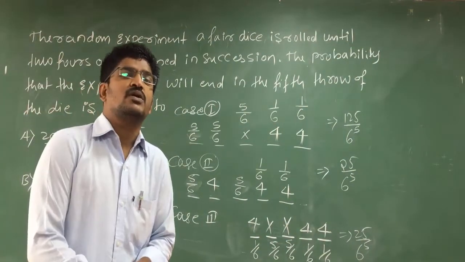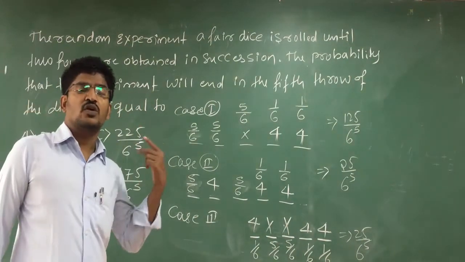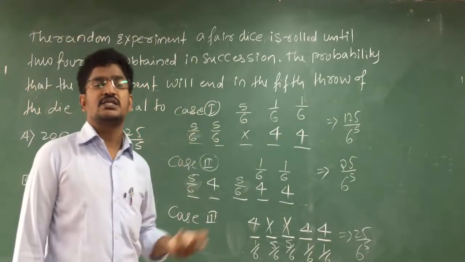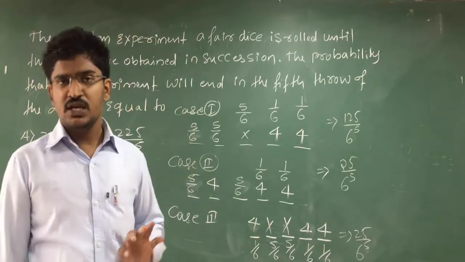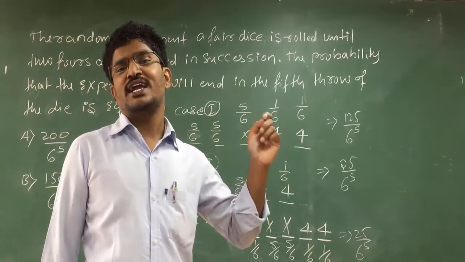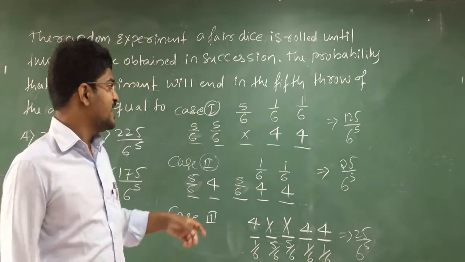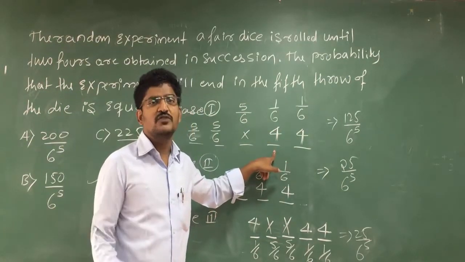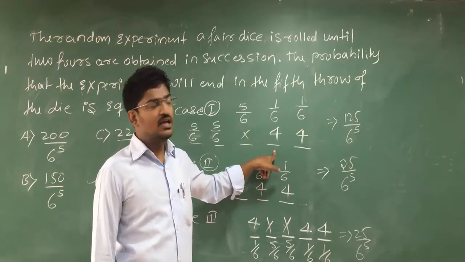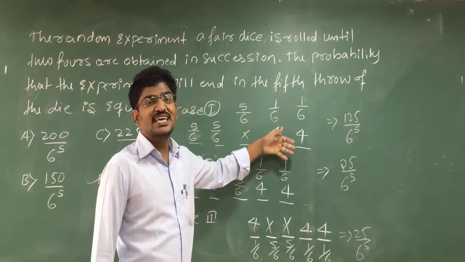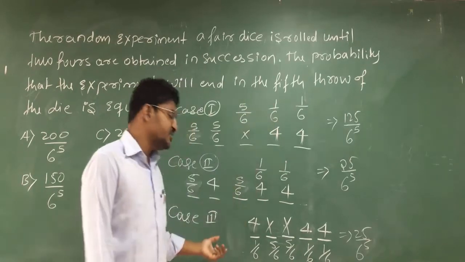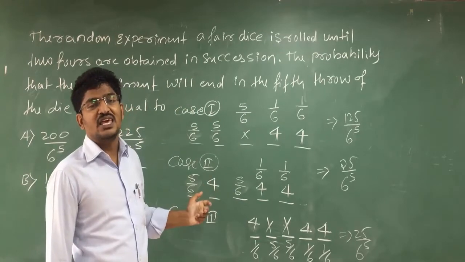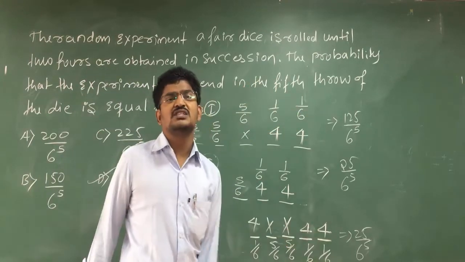Very simple problem. Clear? 2 statements have to be true. What is the first statement? That 4 has to occur continuously 2 times. The second statement is that the random experiment has to end at the 5th throw. If the random experiment is ending at the 5th throw, the 4th throw also has to be a 4, if the first statement has to be correct. Clear? So if you take the cases of this kind, there are 3 different types of cases. You have to calculate the probabilities of all 3 cases and take the sum of these 3 probabilities.